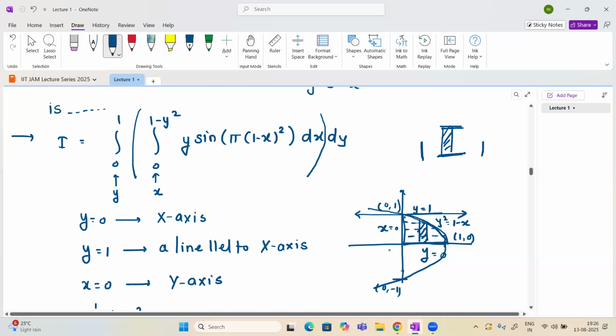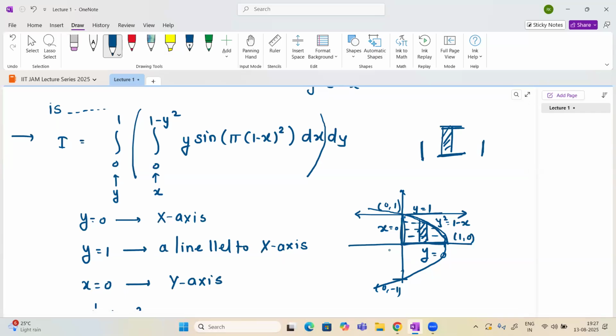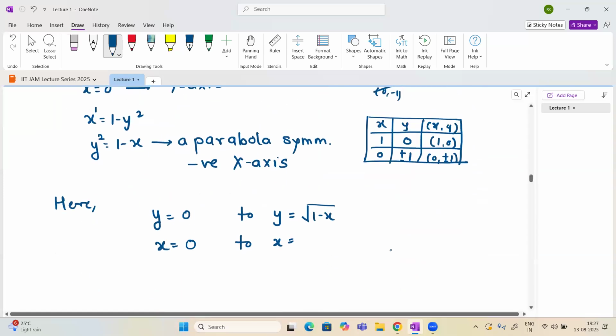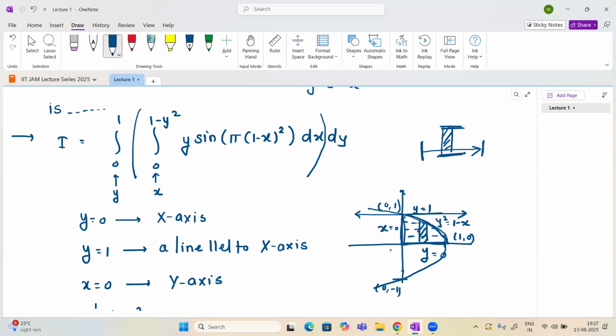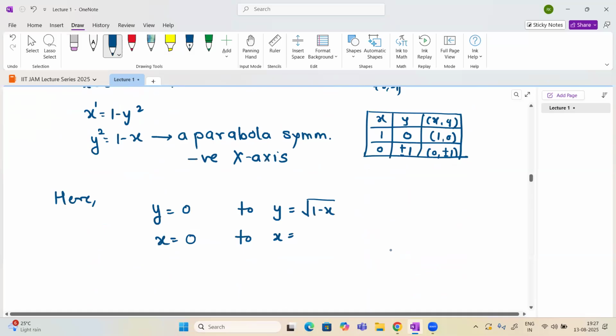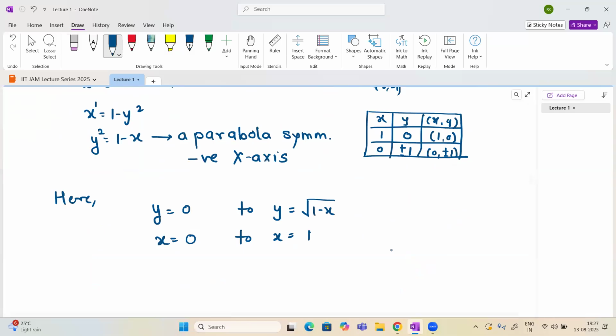Bounded below, bounded above, then left to right. At left, it will start at this point where the value of x is 0, and at right, it will go. The strip is moving from left to right. So at left, it starts at x is equal to 0, and at right, it will go up to this point where the value of x is 1. Is it visible to you? So finally, we got the limits.